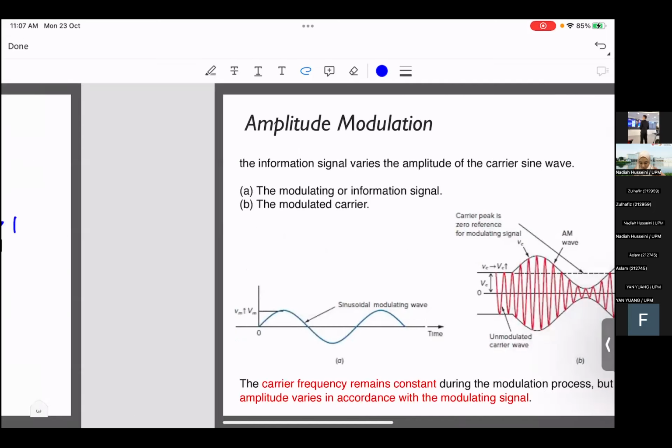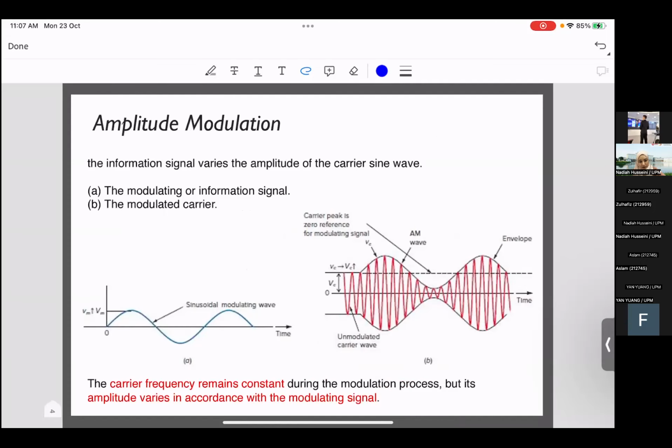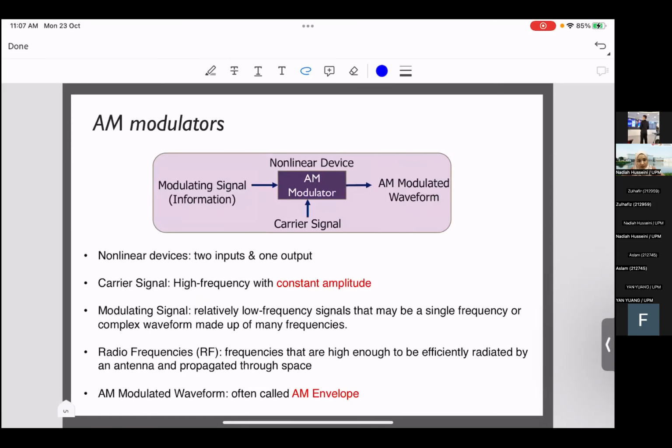Okay. So this is what we saw earlier. This was our modulating signal, and this is our carrier. Before the modulating signal is applied, the carrier has a constant amplitude. And then this is an AM modulator circuit, a general representation of that.